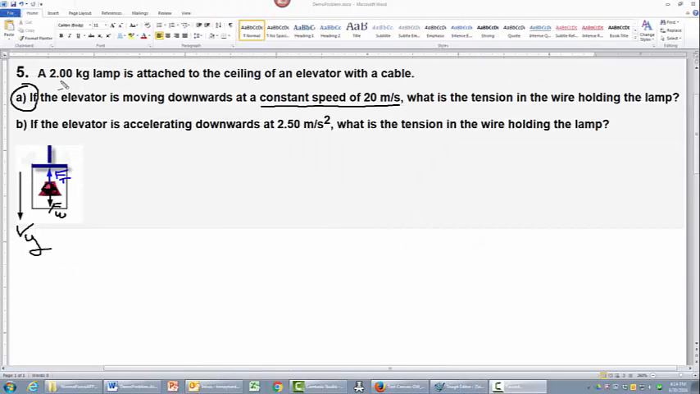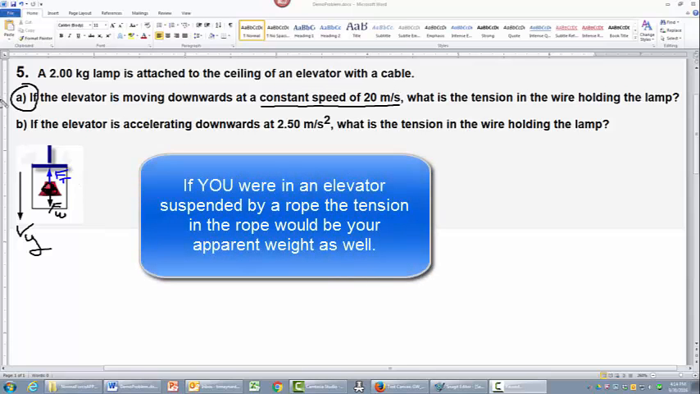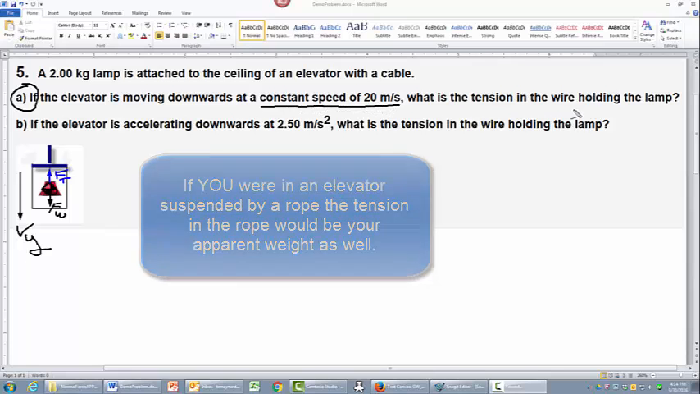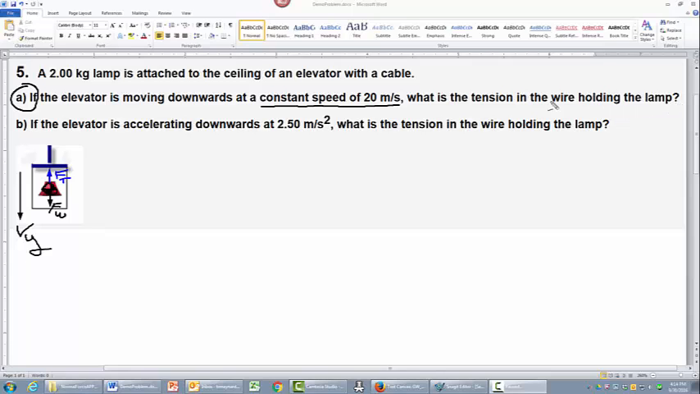Demonstration problem. A 2-kilogram lamp is attached to the ceiling of an elevator with a cable, as shown in the picture. Part A, if the elevator is moving downwards at a constant speed of 20 meters per second, what is the tension in the wire holding the lamp? The tension in the wire is the apparent weight of the lamp.